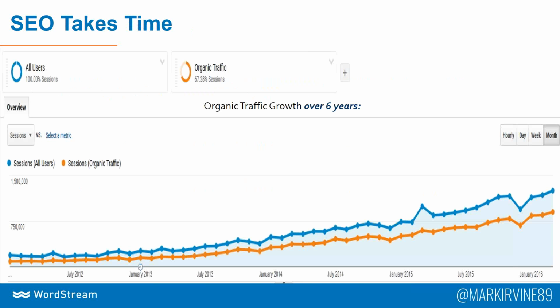In fact, if you look at the growth of our website over the past 6 years, you see that a lot of that is driven by the SEO. That organic traffic, highlighted here in orange, makes up about 2/3 of our traffic over the past 6 years. But that was fairly slow growth. That took us 6 years and 4 people managing it full-time in-house.